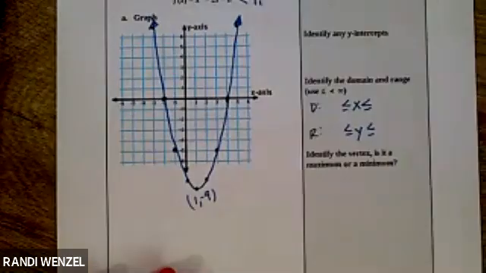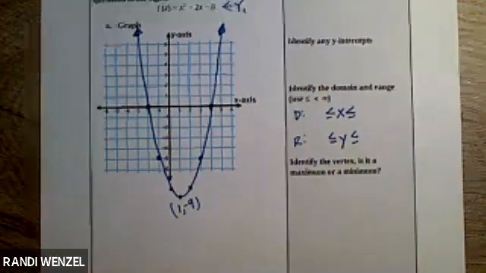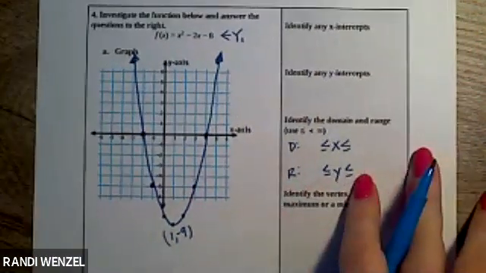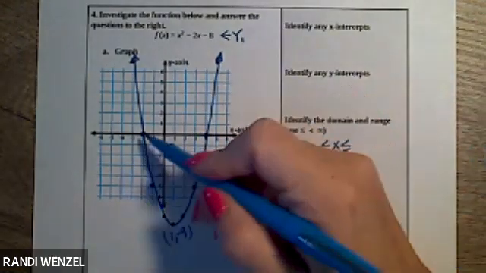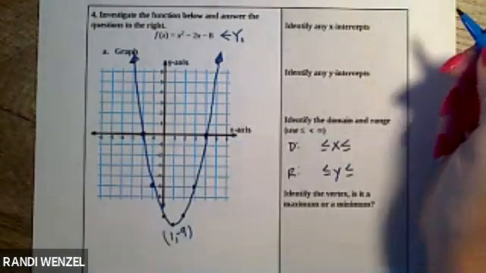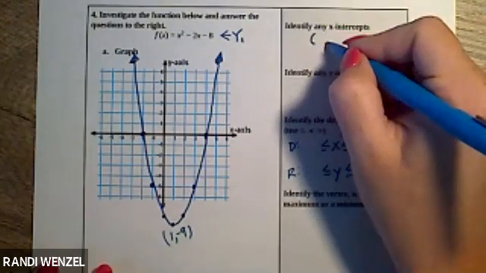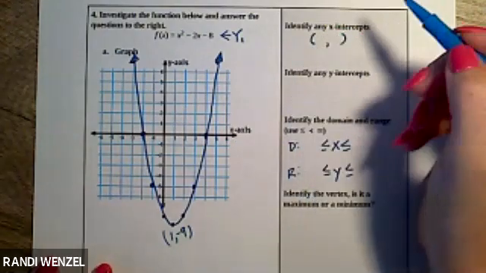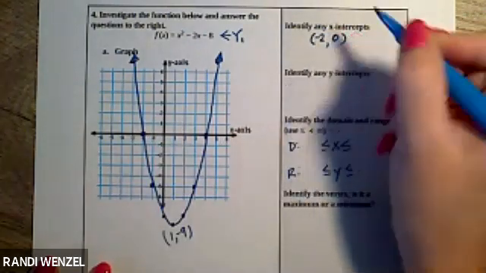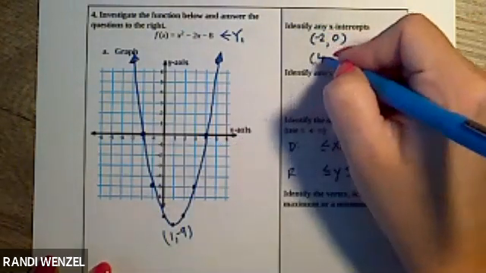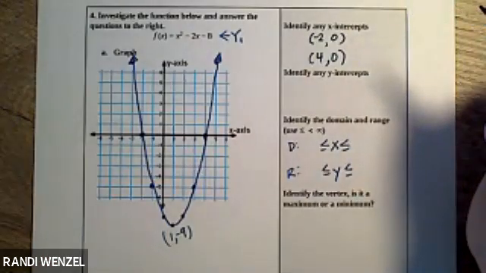Let's see if turning on a light will help. Okay, so the first thing we want to do is identify any x-intercepts. Remember, x-intercepts are where the graph crosses the x-axis, and we have 2 of them. We always label our intercepts or identify them as an ordered pair. So that means you have 2 values, the x and the y. So the x is -2, 0. And the second one is 4, 0. So we list both of them because we have 2 places the graph touches the x-axis.